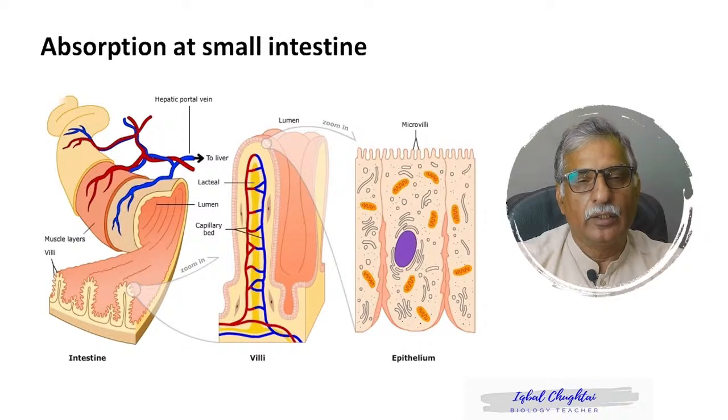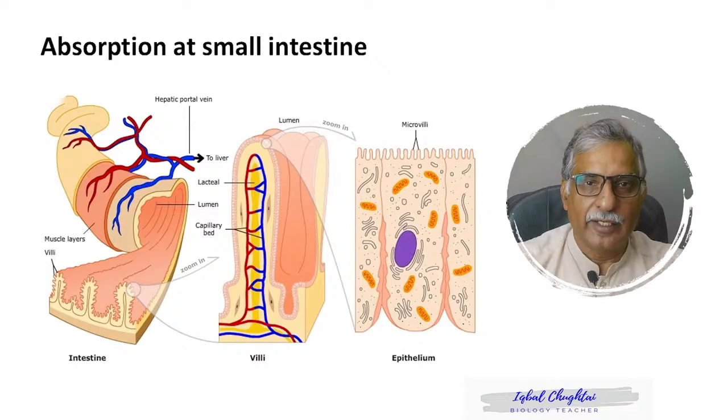When we discuss the detailed structure of a villus, we come to know the cells that are lining the villus have got their membranes projected into finger-like outgrowths. And these finger-like outgrowths of the cell membranes of the cells that are making the villus are known as microvilli. So what is the difference between villus and microvillus?